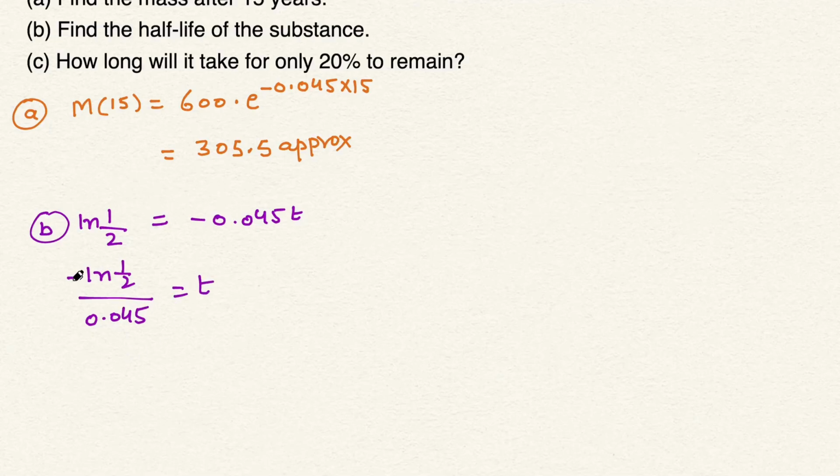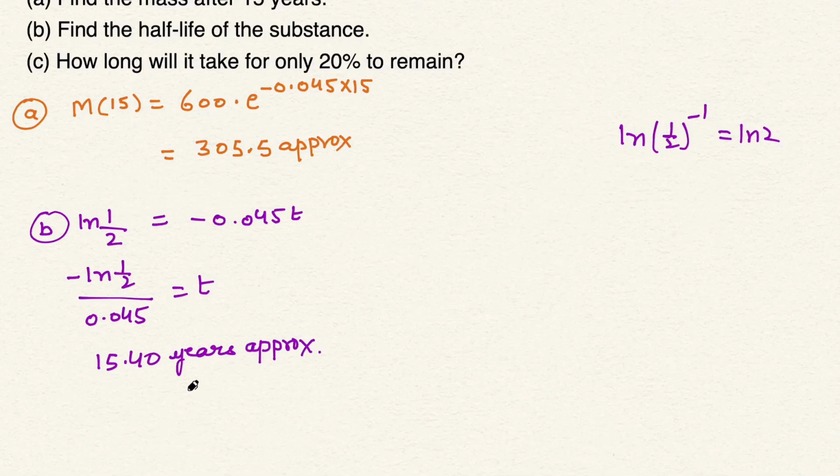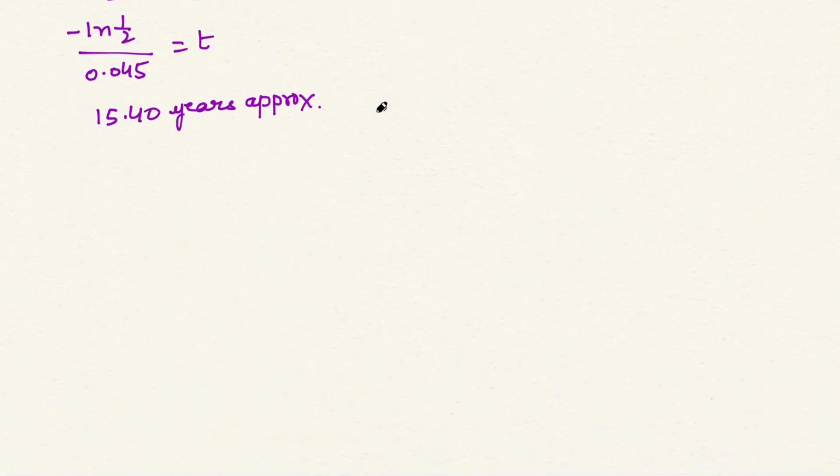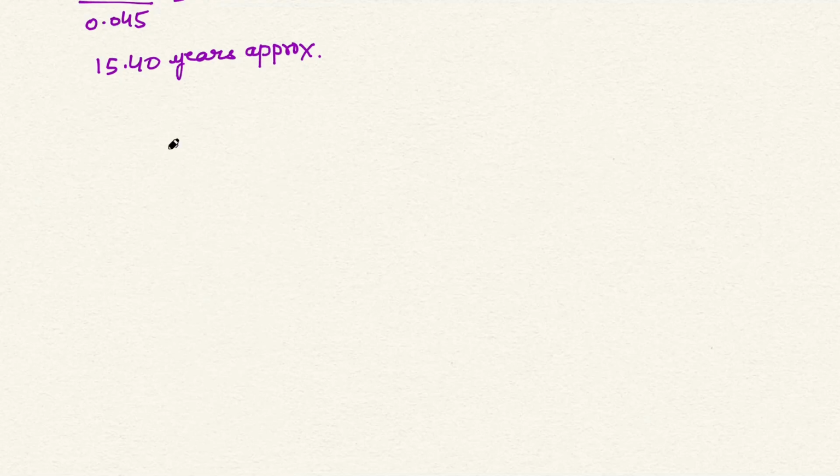Now, that is my wish. I can give a negative sign or I can use the property. So that will be equal to natural log of 2 over this. Your wish, how you want to solve it. So this is approximately 15.40 years. Okay. How long will it take for only 20% to remain? Now, what is the initial amount? 600. So first we have to do 20% of 600.